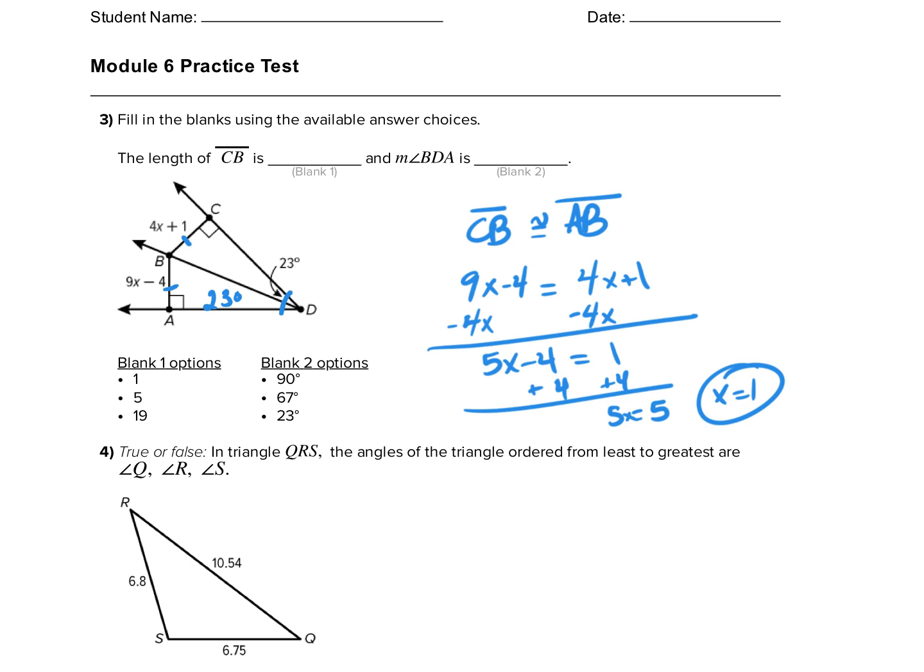But again, it didn't ask for what x was equal to. It asked for the length of CB. Now, x equals 1, so 4 times 1 is 5, plus 1 is going to give me 6. So CB is 6, but if you notice here, that is not an option. So the question is, where did I make my mistake?